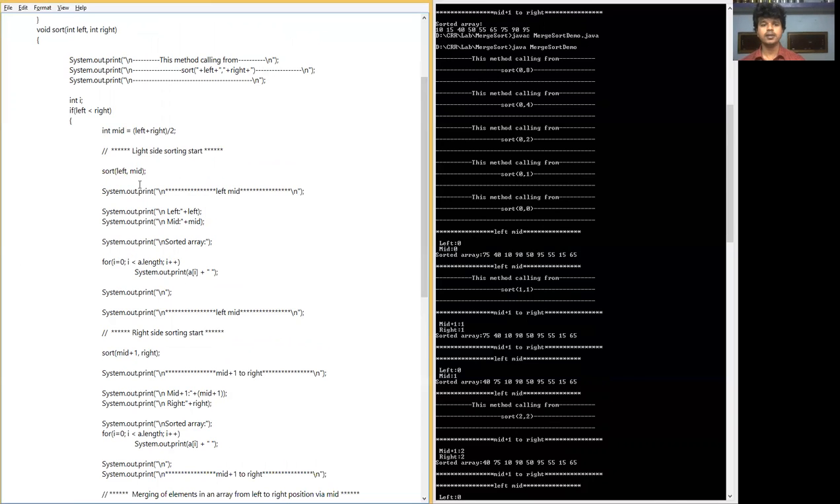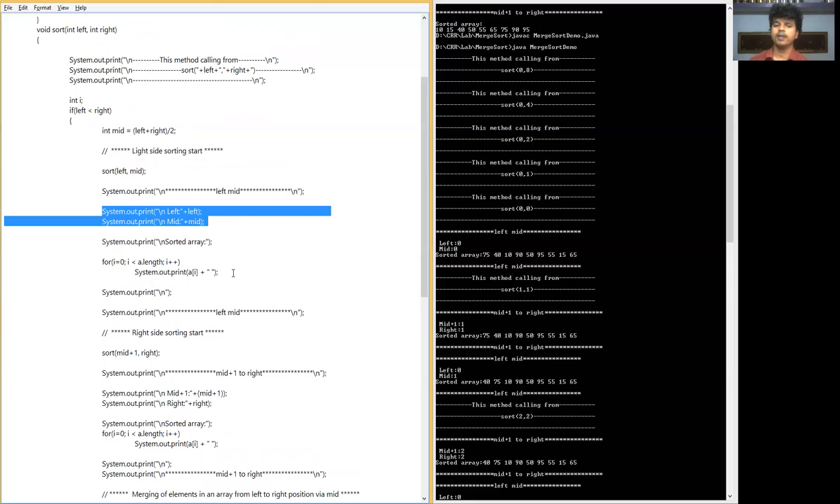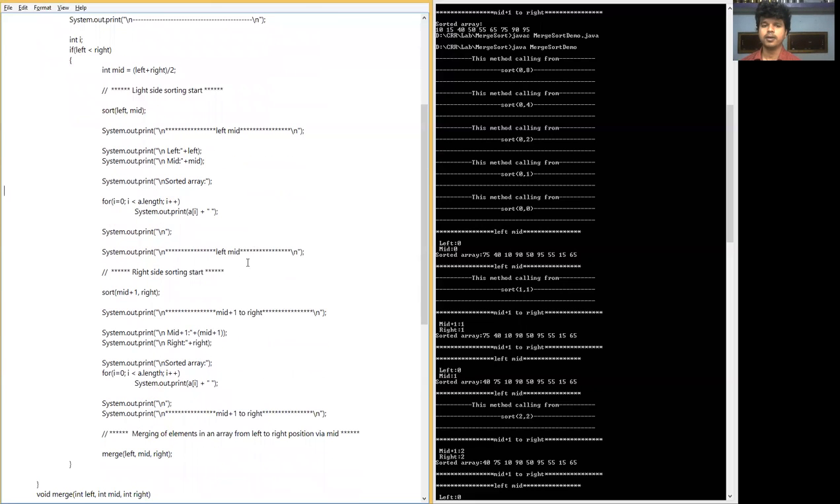What is the value here? Left 0 and mid 0. So that's why left 0, mid 0 appears. Then after that, the sorted array: here 0, 0, in this 0th position the value 75 exists. We could not apply the sorting technique.